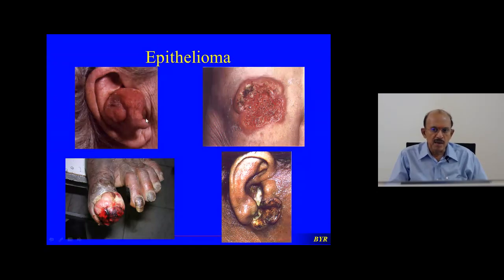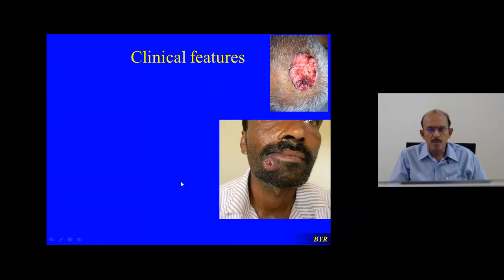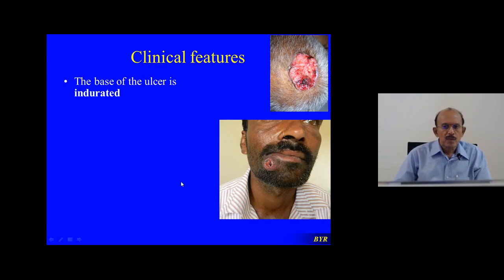So this is a hypertrophic variety. This is an ulcerated variety, and these two are the ulcerated varieties. The base of the ulcer is indurated. That means it feels hard in consistency.